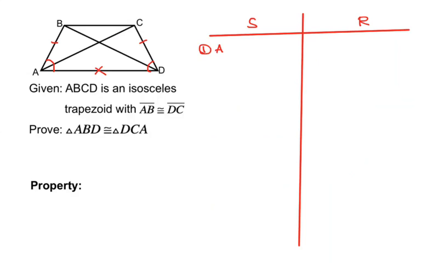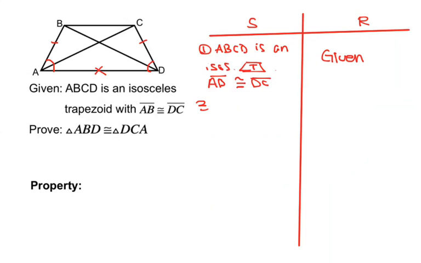First, ABCD is an isosceles trapezoid, and then AB is congruent to DC. And all these things are givens. Let us move on to the second one. Then here we get AD is congruent to AD. Why? Because of the reflexive property.